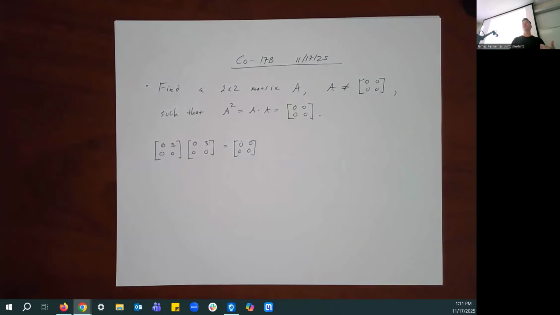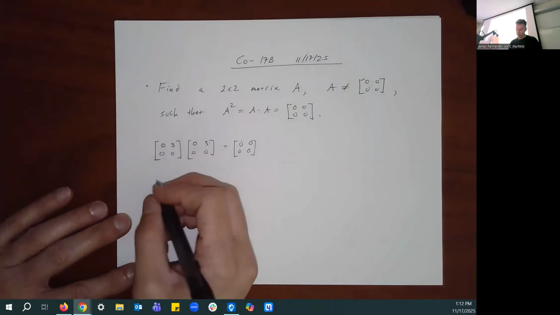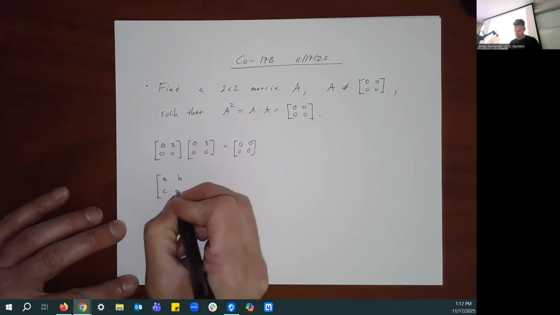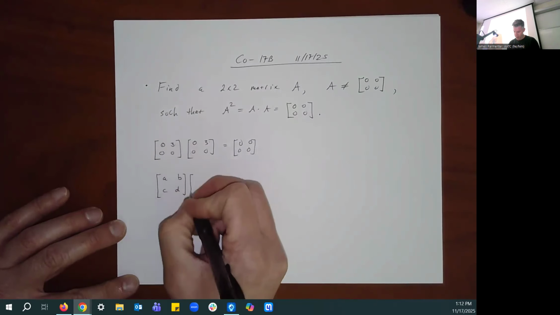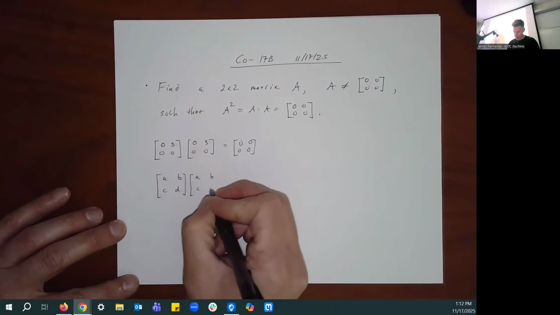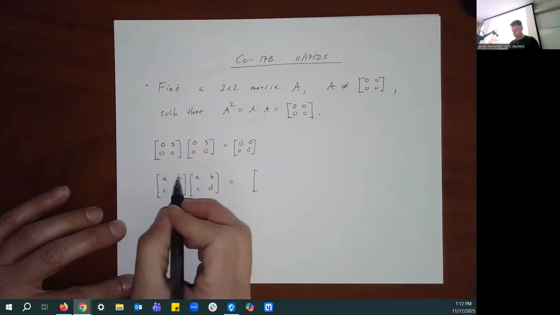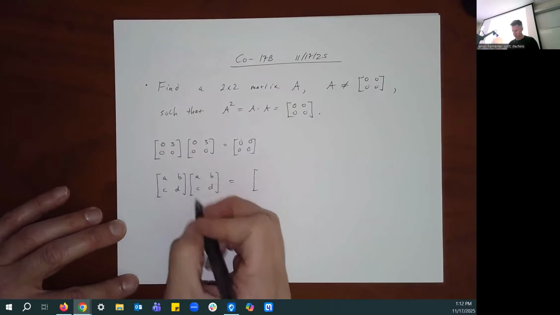Well, here's what we would really do if we were asked this question and didn't just have a good guess already, because you might not. So I'd start off with, let's just say that A is a very generic [[A, B], [C, D]]. We're going to multiply it by itself, [[A, B], [C, D]]. And we know how to do this. It's going to be the rows of the first matrix dotted with the columns of the second matrix.